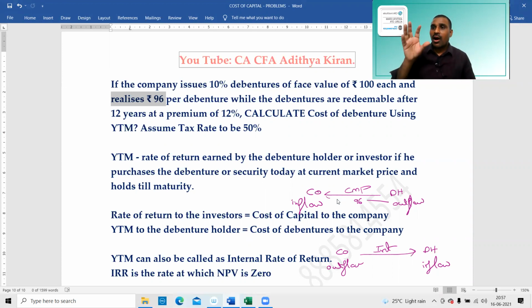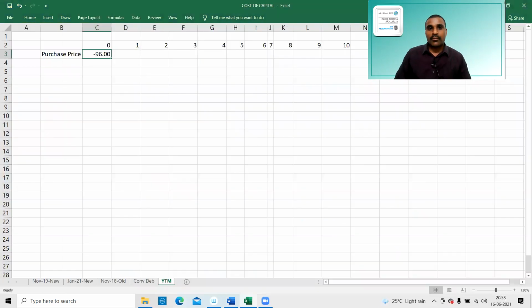Yield to maturity or internal rate of return: to whom is it a rate of return? For the company, it is a cost of capital. It is the rate of return to the investors, to the debenture holders. So I have to think from the debenture holders' point of view. Current market price is an outflow and the interest is an inflow. Therefore, I'll take minus 96 and next, every year, interest.